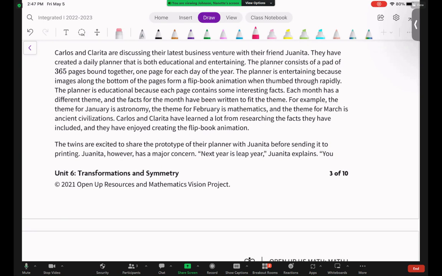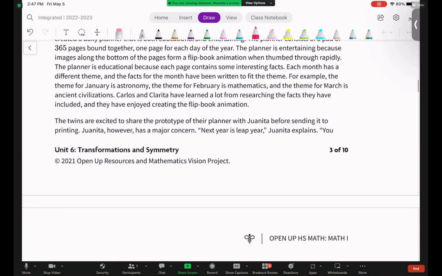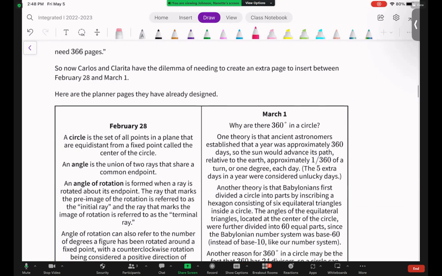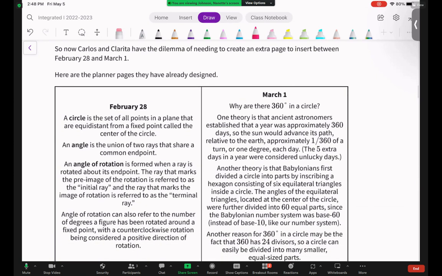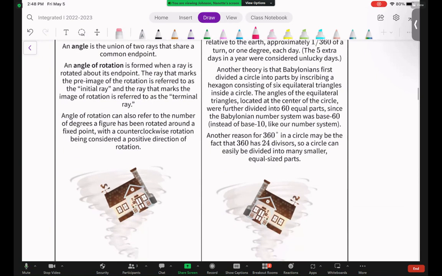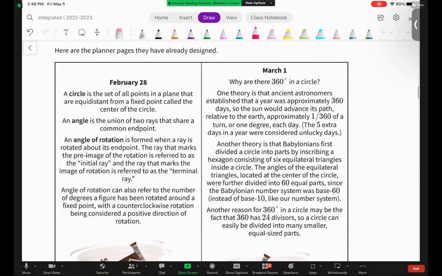Carlos and Clarita have learned a lot from researching the facts, and they have enjoyed creating a flipbook animation. The twins are excited to share the prototype of their planner with Juanita before sending it to the printer. Juanita, however, has a major concern. Next year is a leap year, Juanita explains, you need 366 pages. So now Carlos and Clarita have the dilemma of needing to create an extra page to insert between February 28th and March 1st. Here are the planner pages they designed. February 28th talks about a circle and angle of rotation. Those are the facts. And in March 1st, here's the 360 degrees.